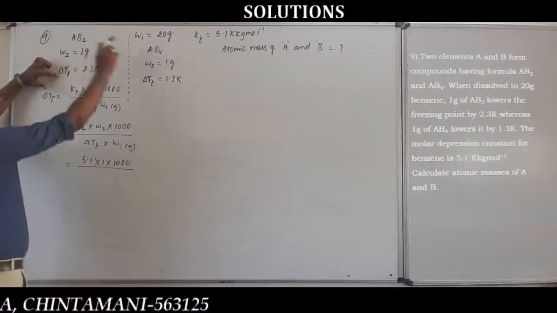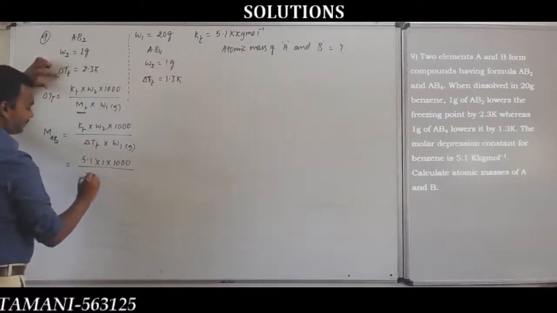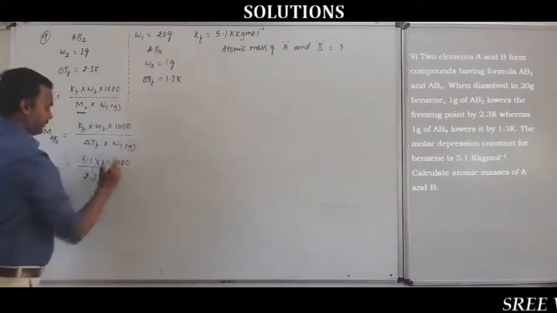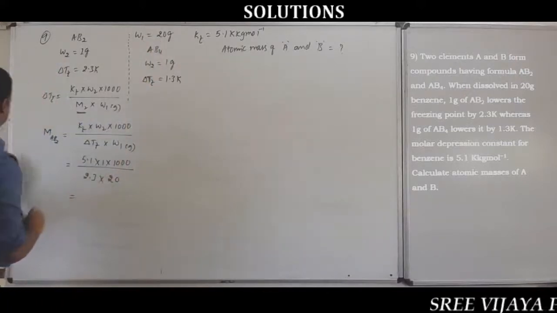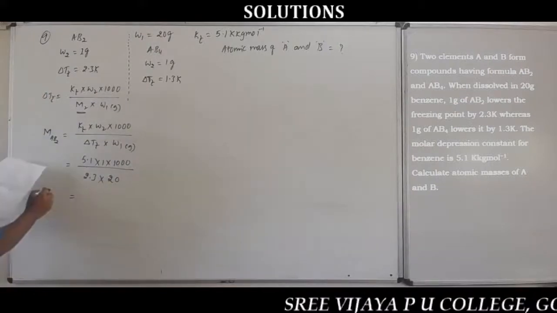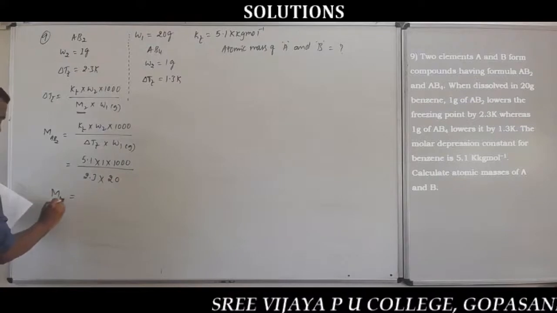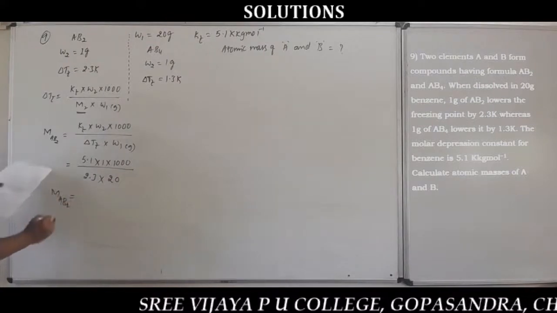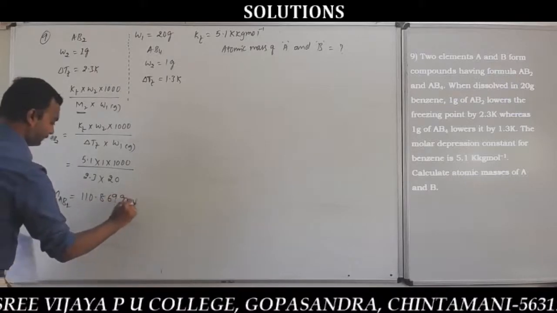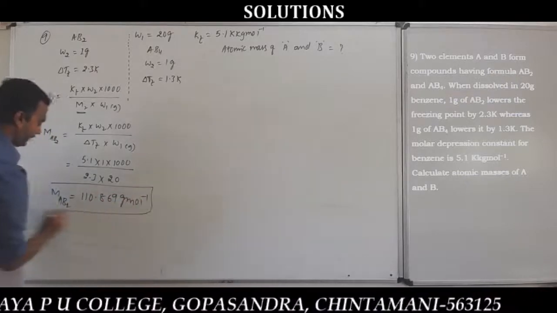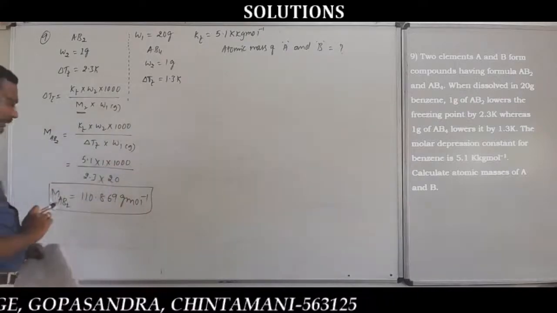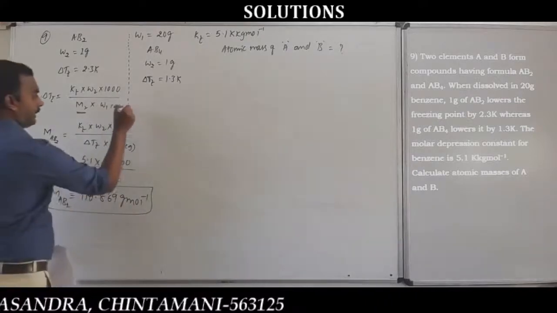When you add 1 gram of AB2 into the solvent, what is the depression of freezing point? 2.3 Kelvin. W1 is the mass of solvent, the mass of solvent is 20. When you simplify this, you will get the molar mass of AB2. Molar mass of AB2 is equal to 110.869 gram per mole. Multiply the numerator and divide by the denominator, and you will get the molar mass of AB2.